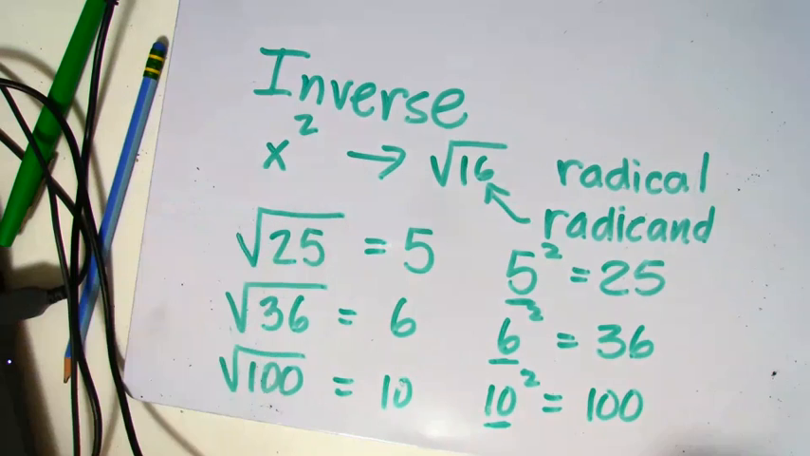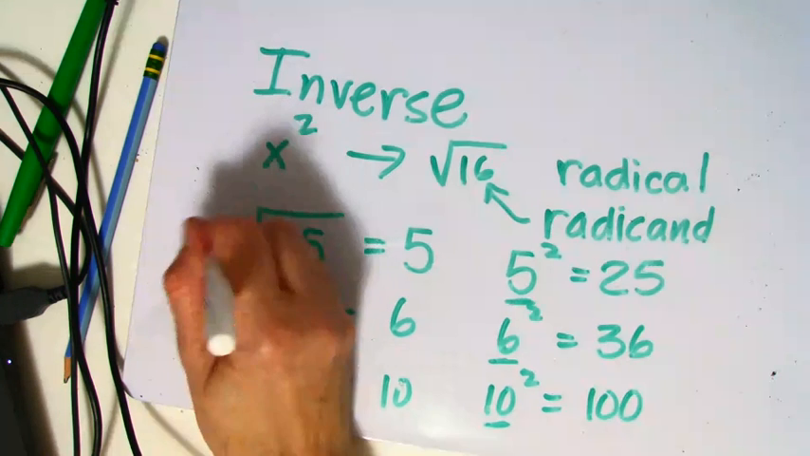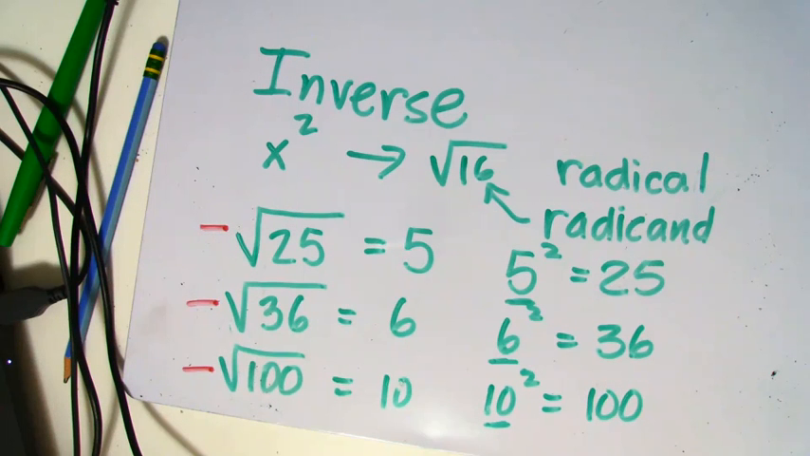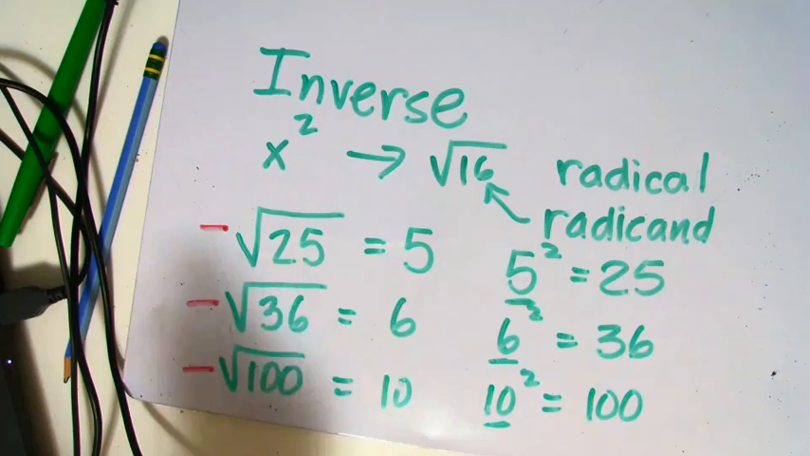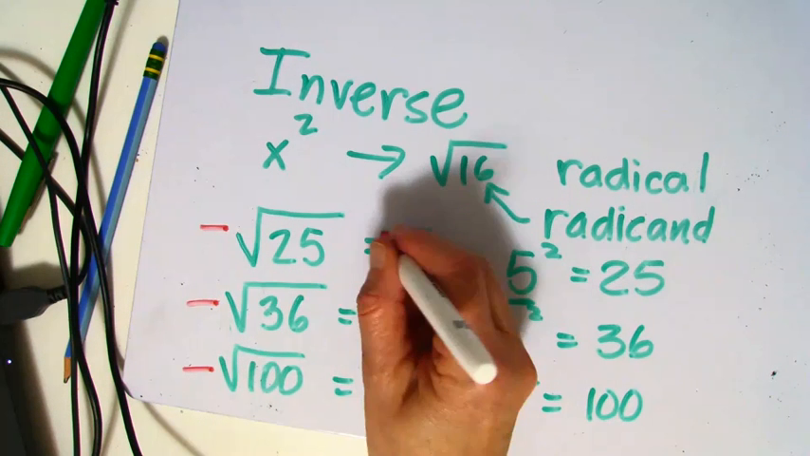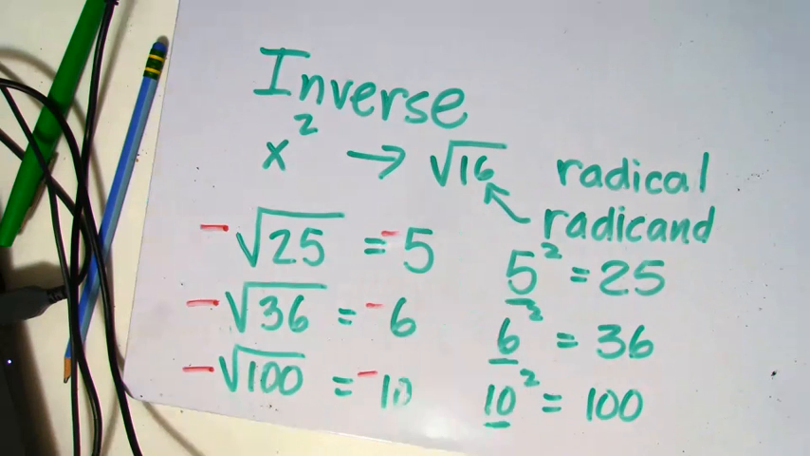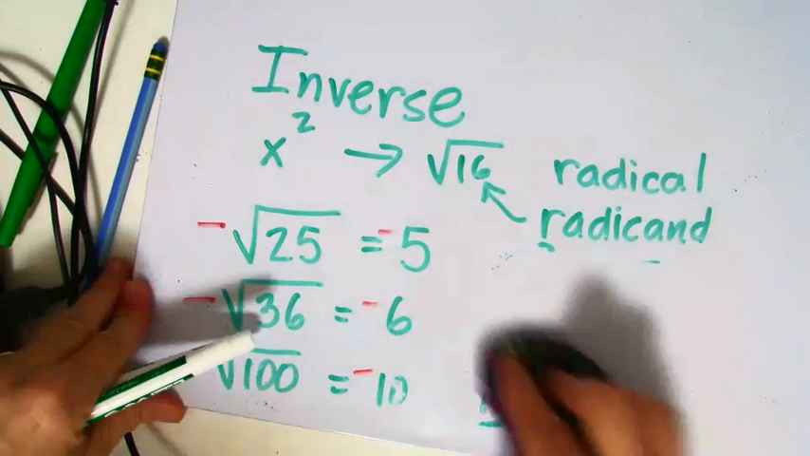Now, because a number like 100 has both a positive square and a negative square, we can show that negative by putting a negative sign in front of the radical sign. Okay, so now this becomes a negative 5, a negative 6, and a negative 10. And let me show you how that is.